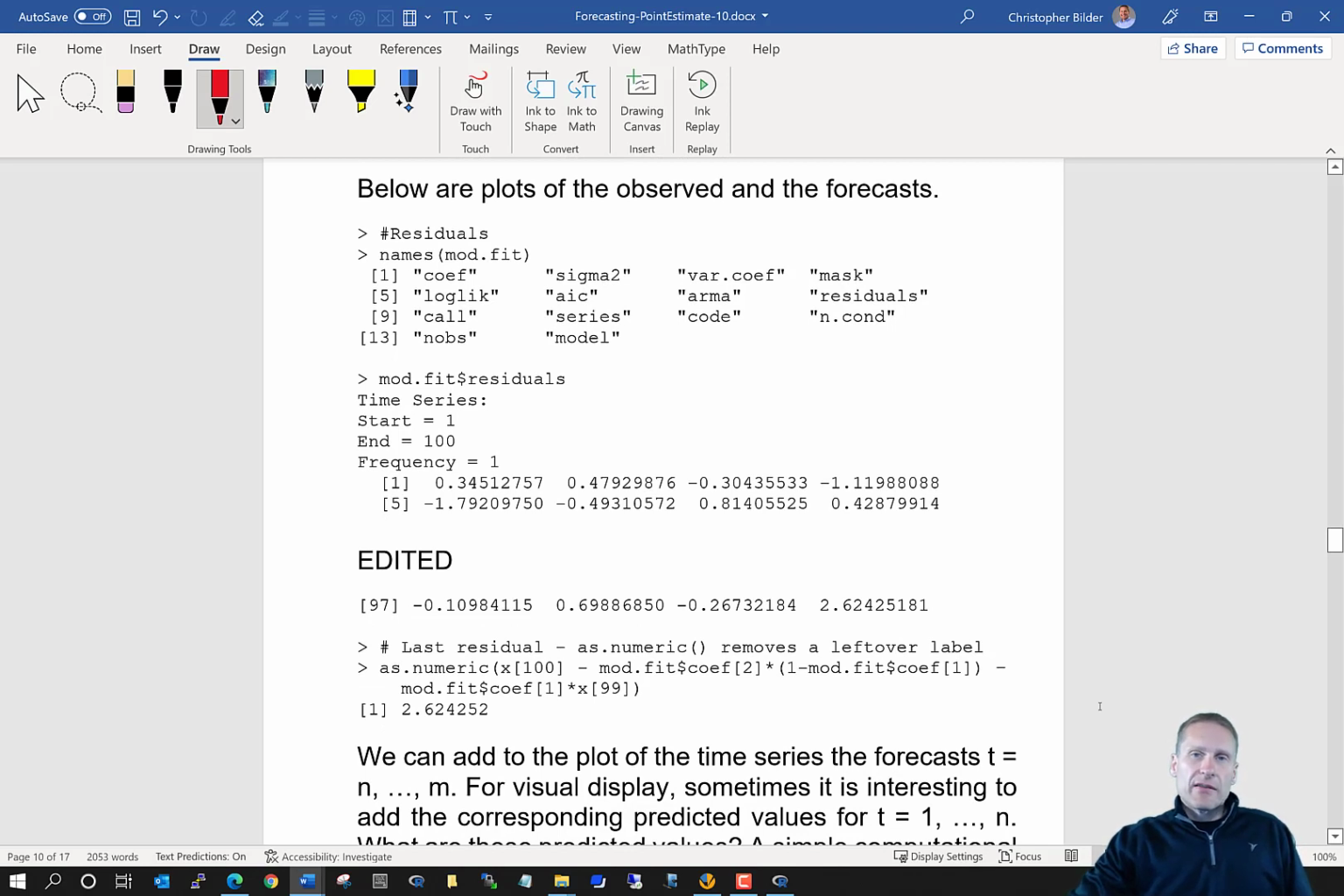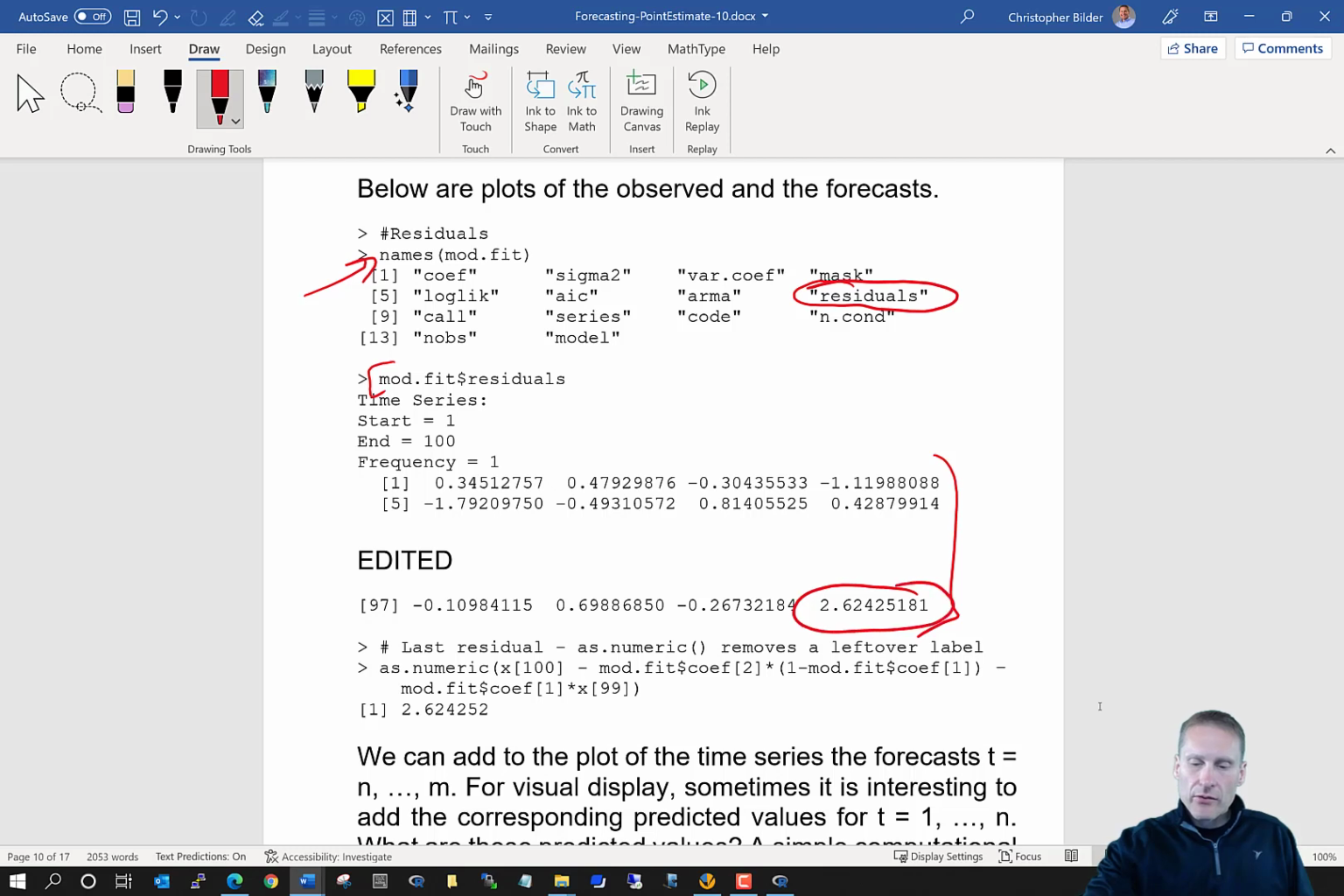So now let's look at some plots. I think these kinds of plots are one of the fun things to do in time series analysis, so you can see how your model is working relative to what was observed, and better picture what is going to happen in the future. My results from the ARIMA function are stored in mod.fit. If I say names of mod.fit, I get information about what's inside this list. One of the items inside that list is called residuals. If I pull residuals out of mod.fit, I get a TS class object. For example, this 2.624 is W tilde 100, my last residual.